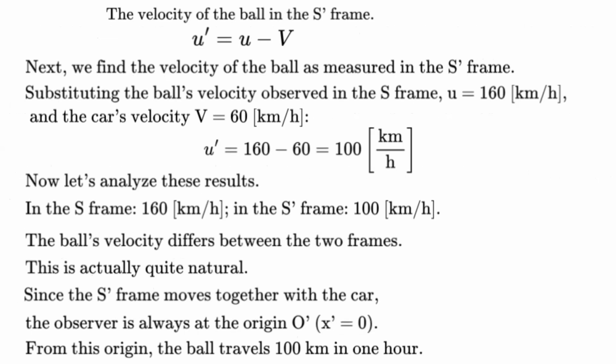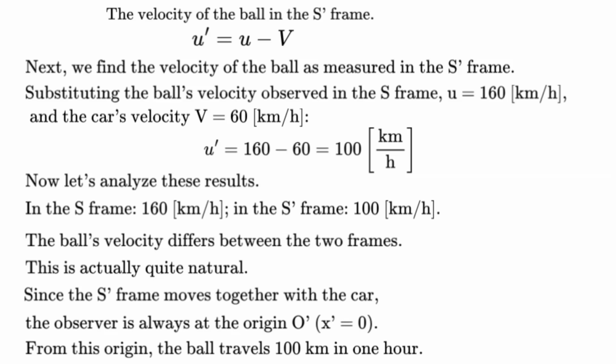Next, we find the velocity of the ball as measured in the S' frame. Substituting the ball's velocity observed in the S frame, u equals 160 km per hour, and the car's velocity v equals 60 km per hour, u' equals 160 minus 60 equals 100 km per hour.